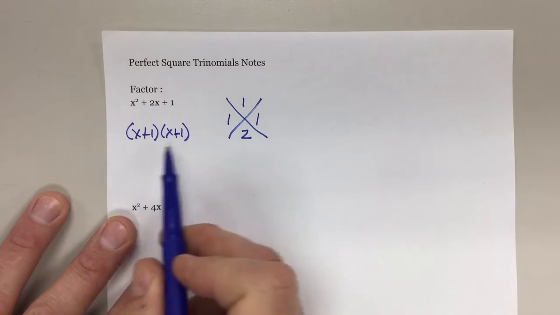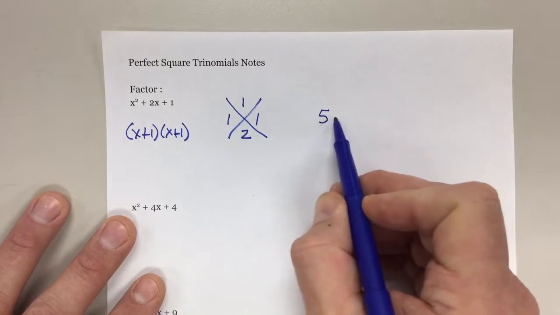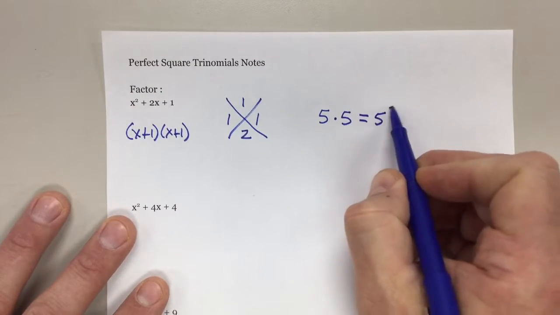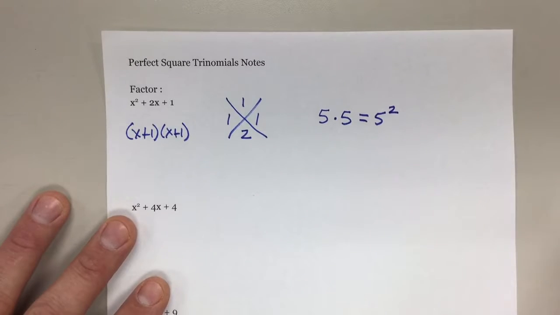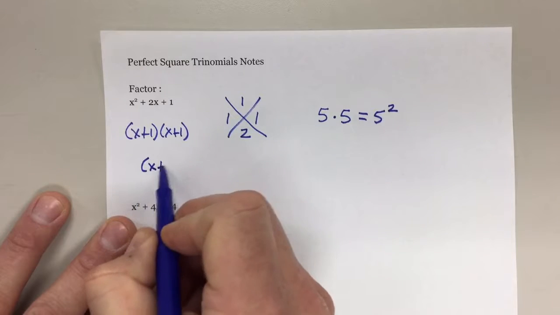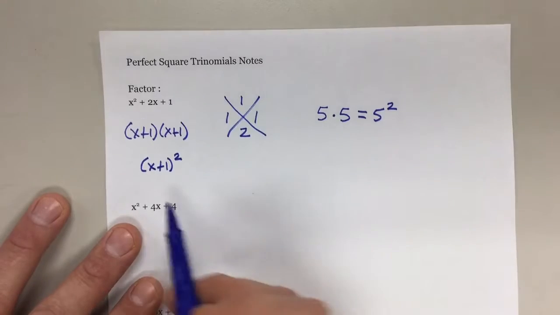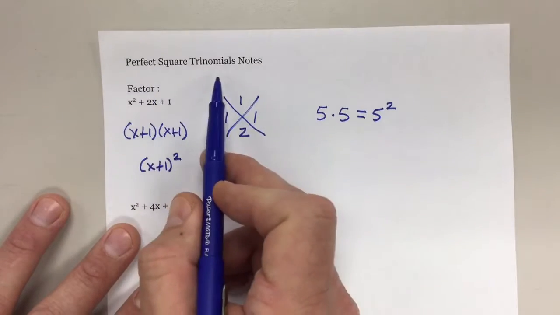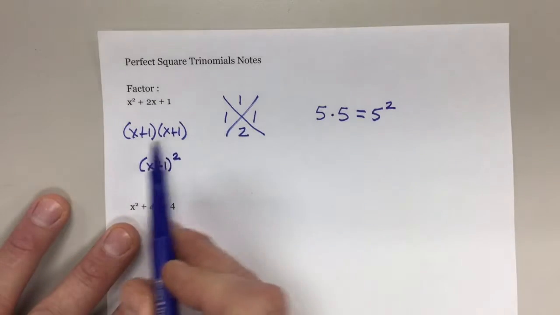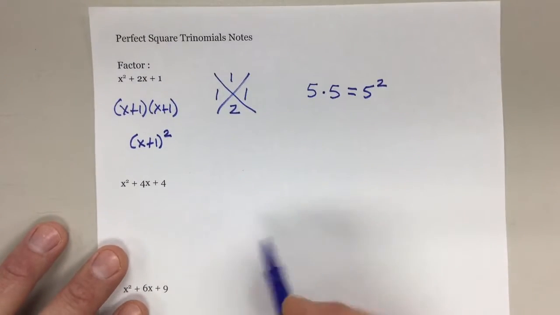But if you notice, these two expressions are exactly the same. Think about when I have two of exactly the same numbers, like 5 times 5. That can be written as 5 squared. So this expression, x plus 1 times x plus 1, can be written more simply as x plus 1 squared. This is always the case with a perfect square trinomial. And it just means that the factors of this are the same thing, so I can write it as this squared.